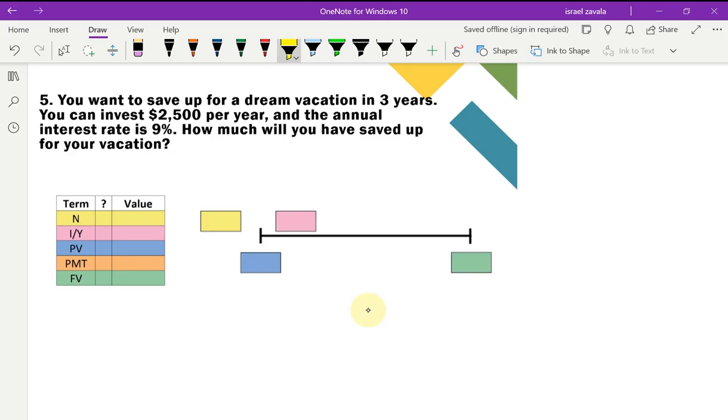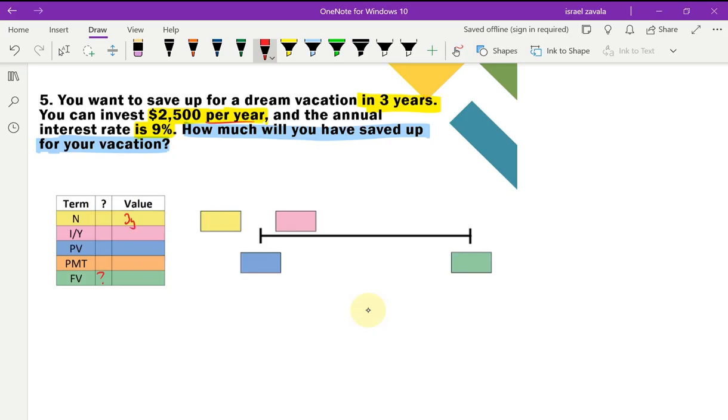So you want to save for a dream vacation in 3 years. You can invest $2,500 per year, key term, right? Per year. And the annual interest rate is 6%. You could also, this wording could have also been you expect a return of 9%, or the market average is 9%. It could be something like that also, right? So where's the question? How much will you have saved up for your vacation?